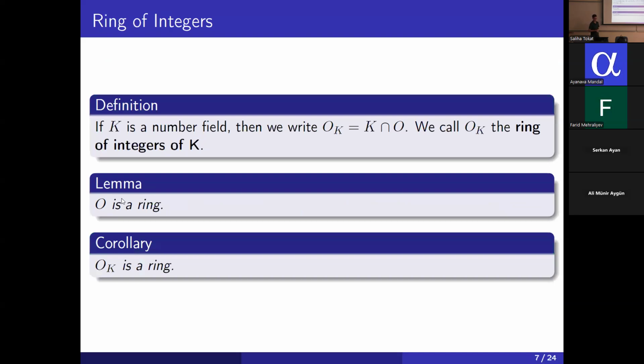Here I would like to define a new term again, the ring of integers. The ring of integers is the intersection of the number field K and the set of all algebraic integers. The set of algebraic integers is a ring, and because it is the intersection of two rings, K and the algebraic integers, we say that the ring of integers is also a ring.